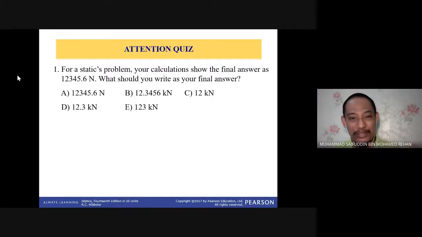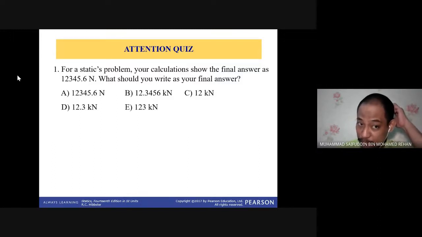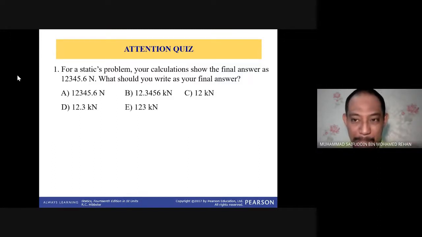Okay, this is just to see whether you understand what has been discussed earlier. If you calculate and your calculator gives the answer 12345.6 Newton, what should you write as your final answer? This is based on what was covered in this slide before. Which answer would you give: A, B, C, D, or E? Anyone? Or at least, can you guess what concept this is related to?